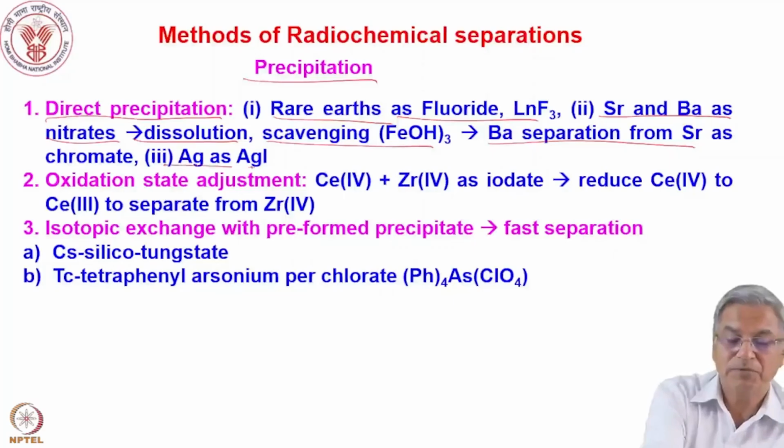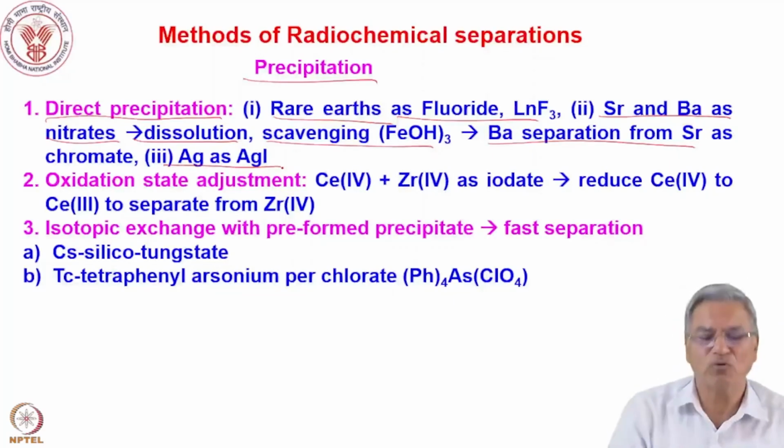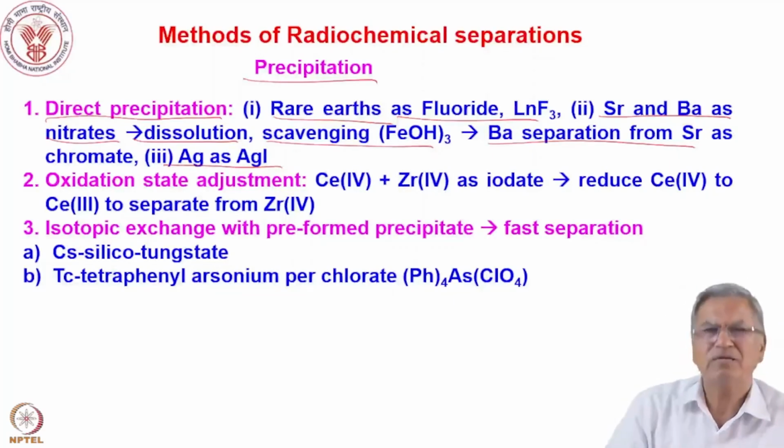Similarly, silver can be precipitated as silver iodide, famous your silver chloride, silver iodide. So there are many more examples. I am just taking some of them.